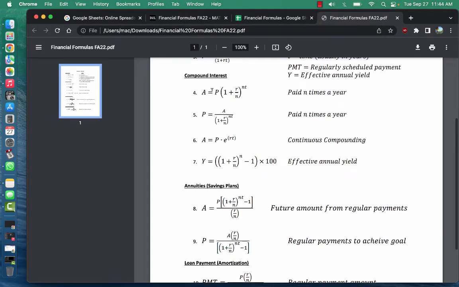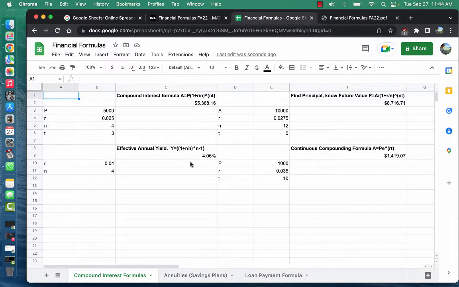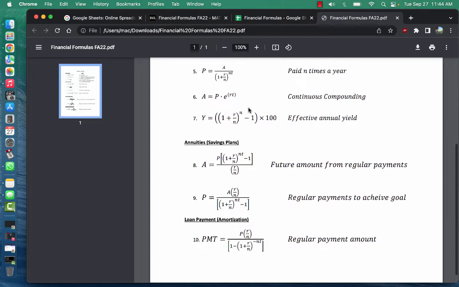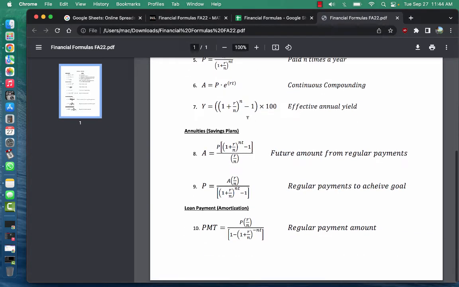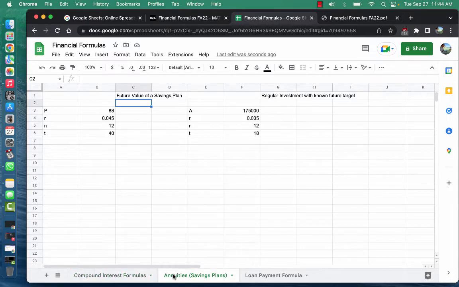So in my last video, I showed how to put these four formulas in this spreadsheet here, the compound interest formulas. Next, we're going to do the annuities or savings plans formulas, so these two formulas. So what I've done here is I've created a new tab. You might not have that tab created, so you want to create a new tab and call it annuities/savings plans.